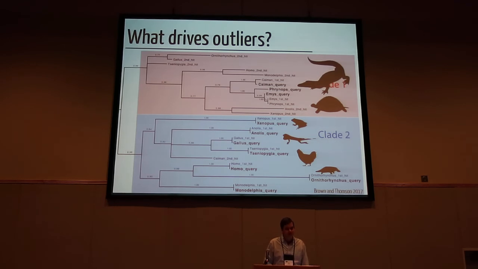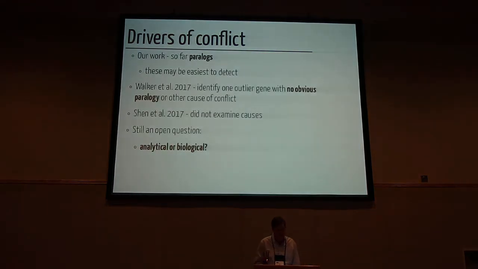So we're continuing to dig into this. These are the first two outliers we found. So far, the source of these seems to be paralogs in our work. Now, I wouldn't claim that that's going to be common. I think paralogs are likely just really easy to detect. There could be other things driving this.